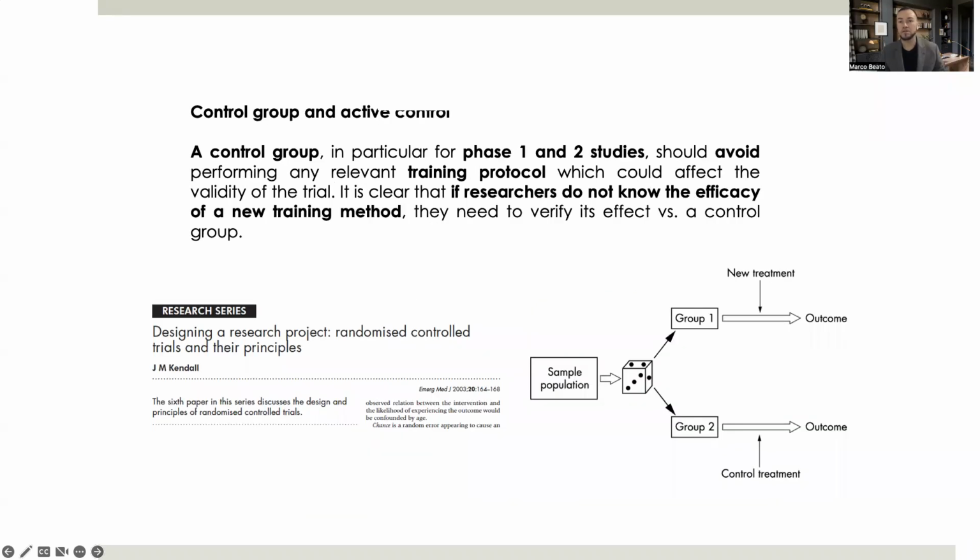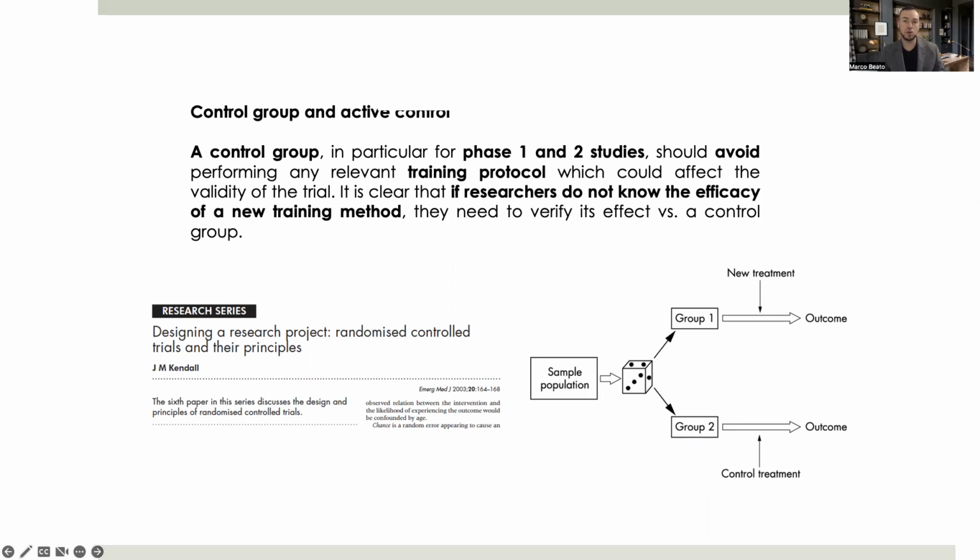The last topic of this brief presentation is the use of a control group or an active control in randomized controlled trials. A control group, in particular for phase 1 and phase 2 studies, should avoid performing any relevant training protocol which could affect the validity of the trial. It is clear that if researchers don't know the efficacy of a new training method, they need to verify its effect versus a control group.